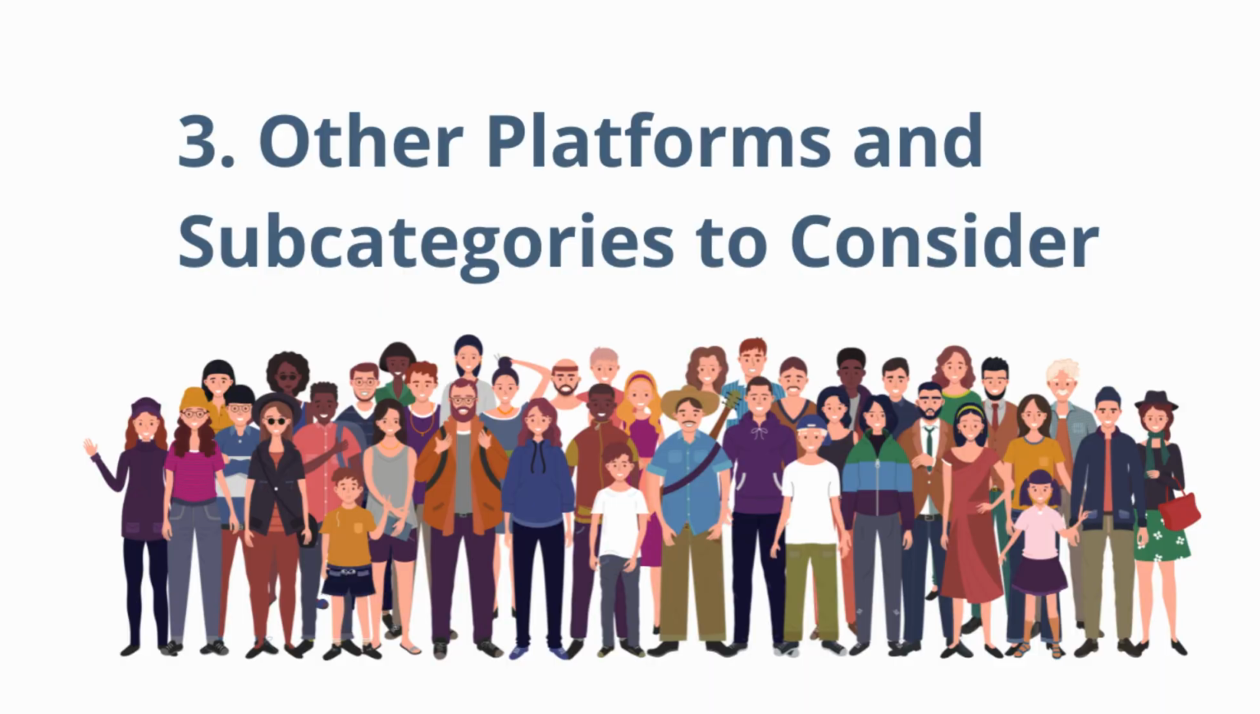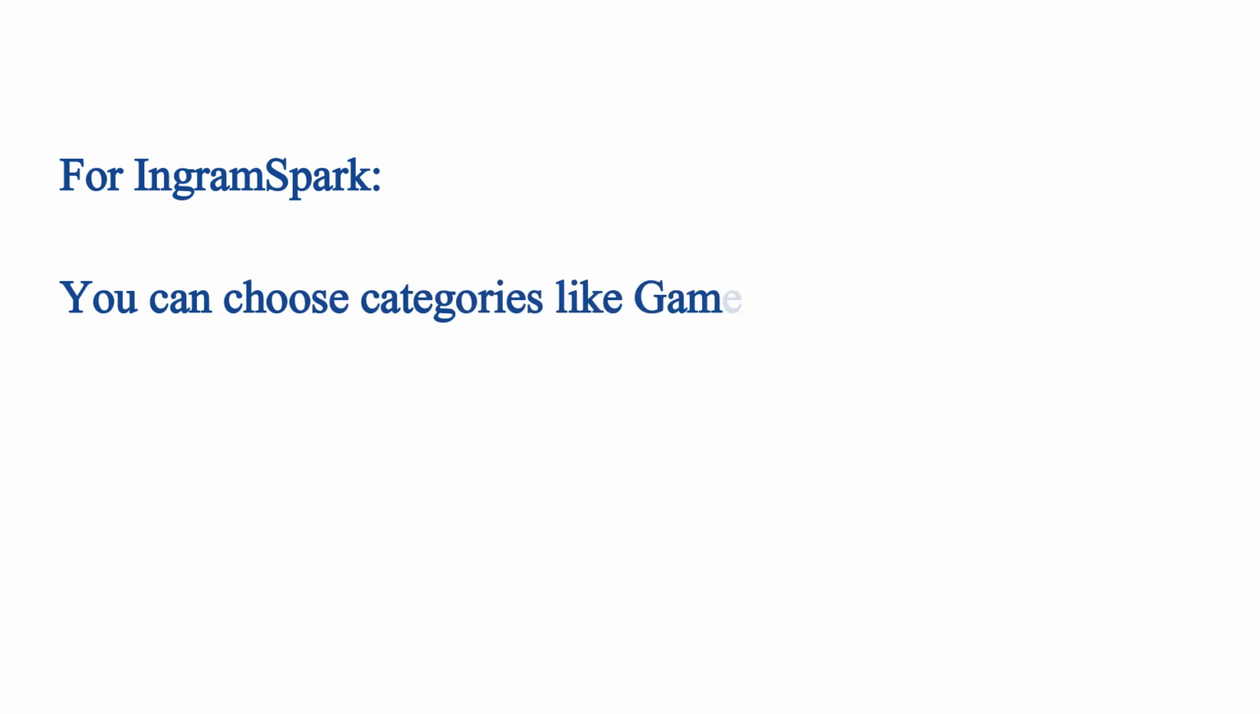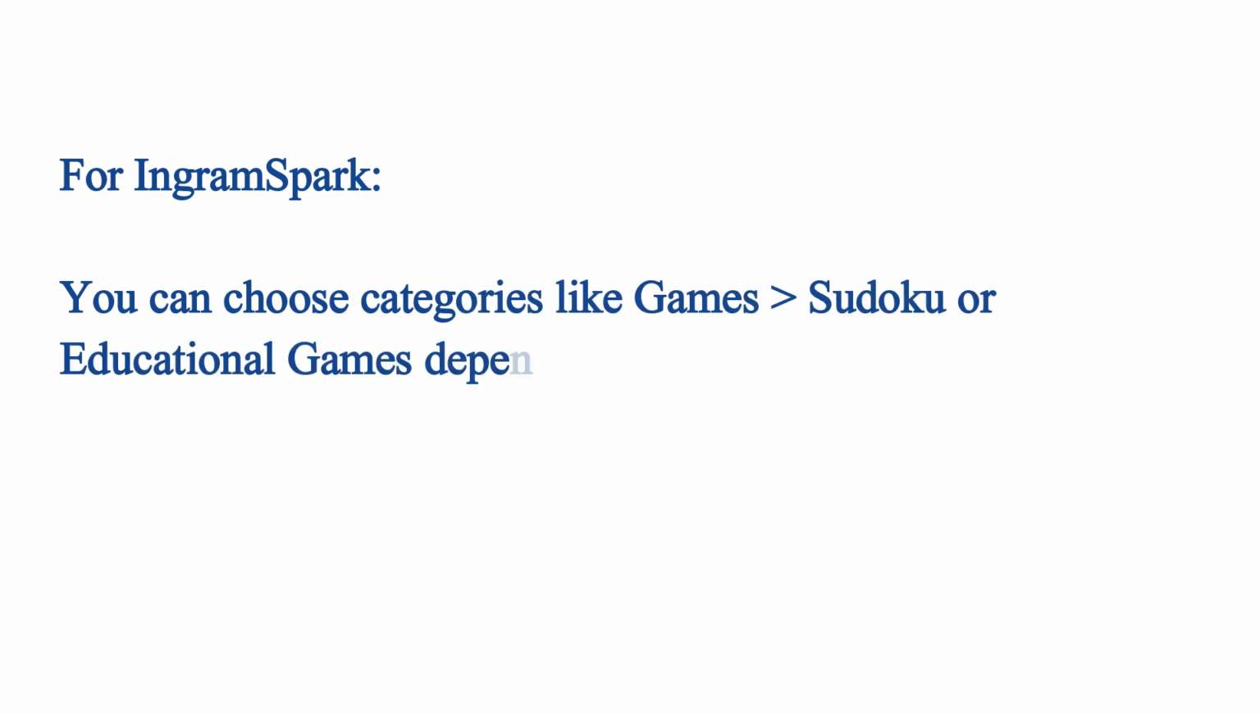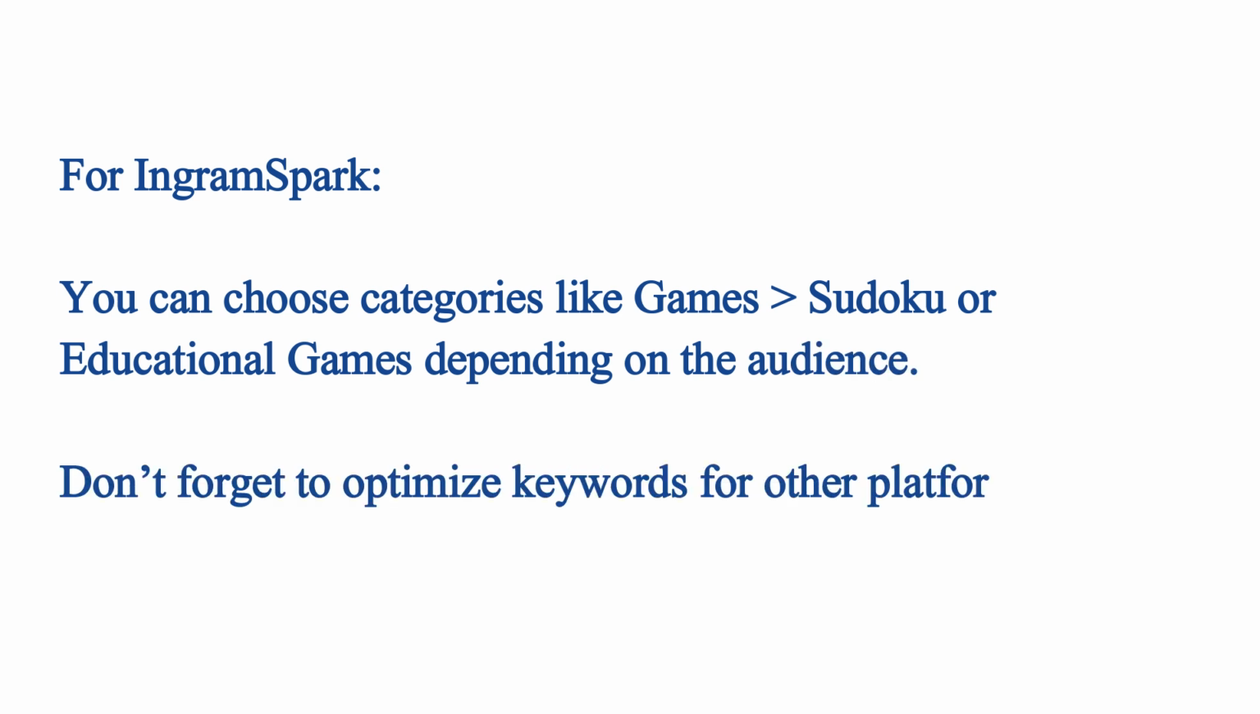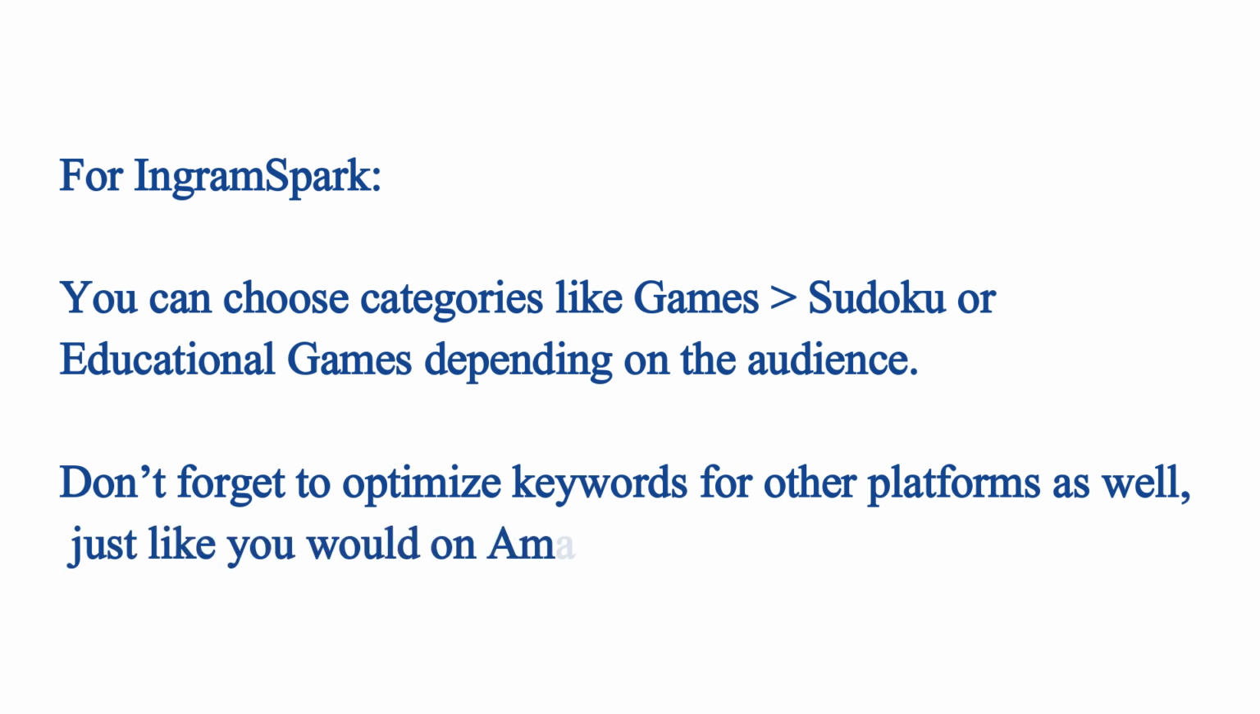Now let's talk about other platforms and subcategories to consider. If you're planning to publish on other platforms like Ingram Spark or Barnes & Noble, the process is similar. You want to make sure your book is placed in the right subcategories to maximize its reach. For Ingram Spark, you can choose categories like games, Sudoku, or educational games, depending on the audience. And don't forget to optimize keywords for other platforms as well, just like you would on Amazon. Remember, the more niche and specific your subcategory is, the less competition you'll face.